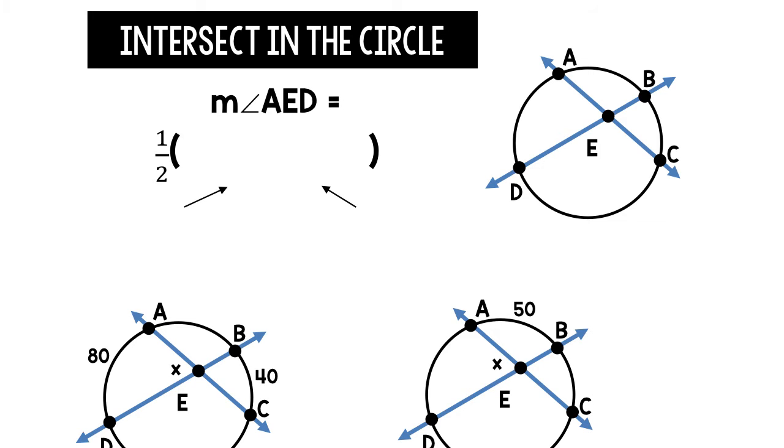If we want to find the measure of angle AED, that's this angle here, we need to say it's equal to half arc AD, which is here, plus arc BC, which is over here. Let's give these some words. AD is the intercepted arc.